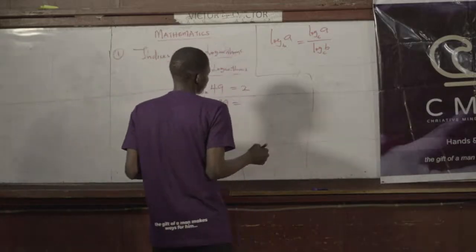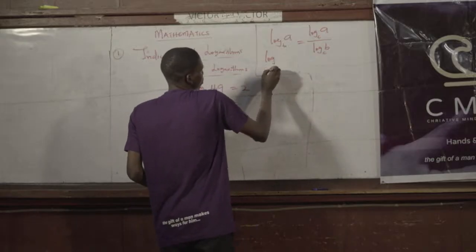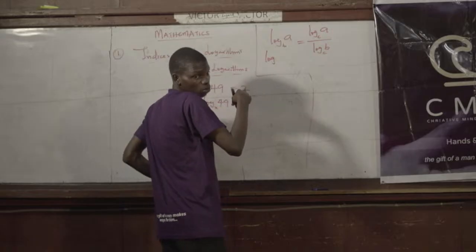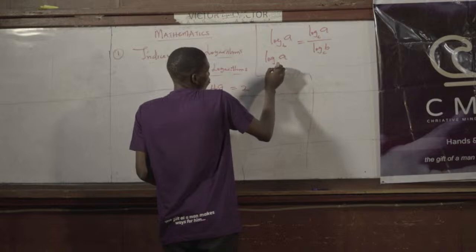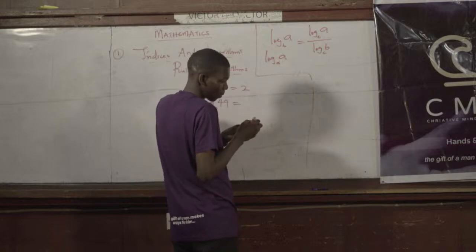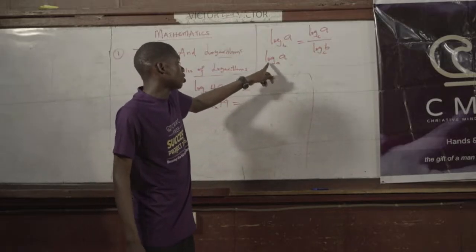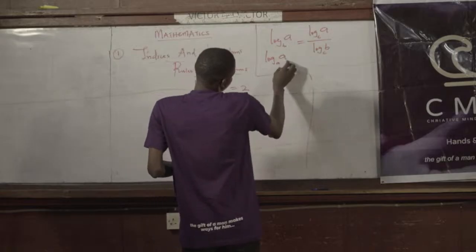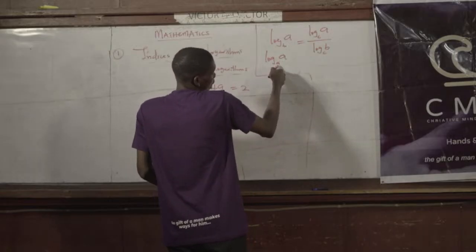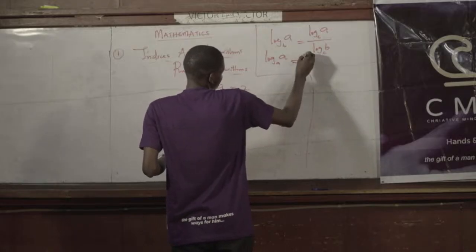Now how can we write 2 in terms of base x? I know that, and I would have included it inside the rules earlier, if I have a log a base a, having the same base and the same thing inside the logarithm, the rule simply says that this is simply 1.